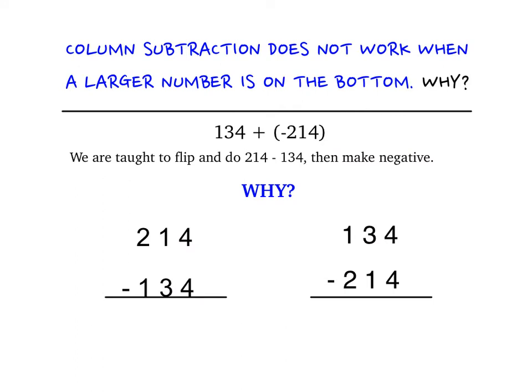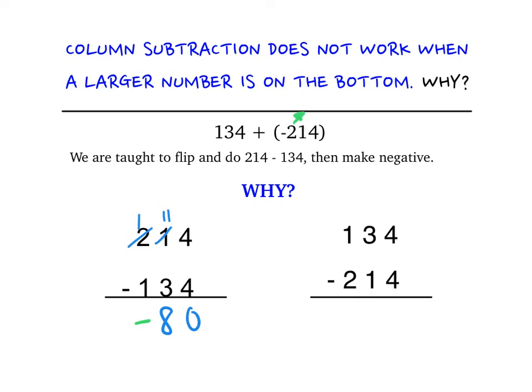Let's look at an example that has 3 columns. So same thing, I'm doing 134 plus a negative 214. We're taught to flip the subtraction around and put the 214 on top. So if I put the 214 on top and I'm going through my column subtraction, I would get 0 here, have to borrow here, and I would get 80. Looking at the sign of my answer, I'd want to make it negative since I have more negatives.